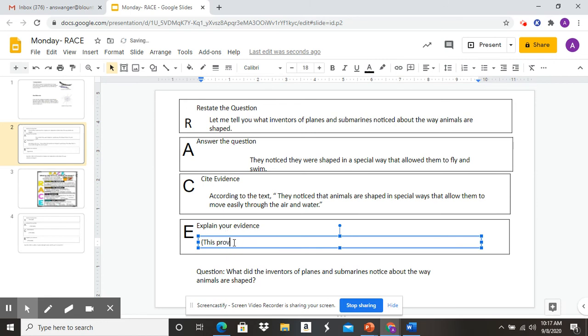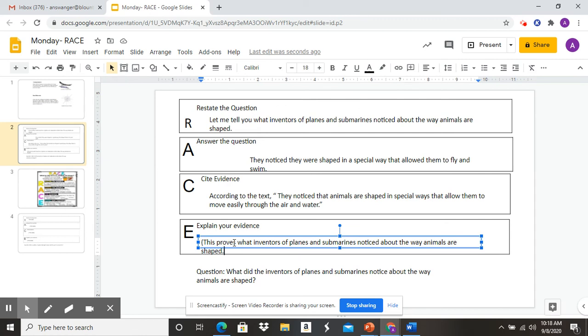Okay, so this proves, well, what does this prove? This proves what inventors of planes and submarines noticed about the way animals are shaped. So I just pretty much restate that question. So this proves what inventors of planes and submarines noticed about the way animals are shaped. Okay? So now that I've restated my question, I've answered my question, I've cited evidence, and explained my reasoning, I'm finished.